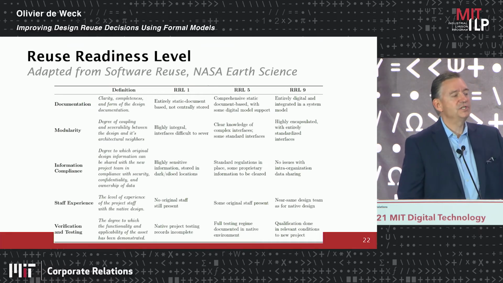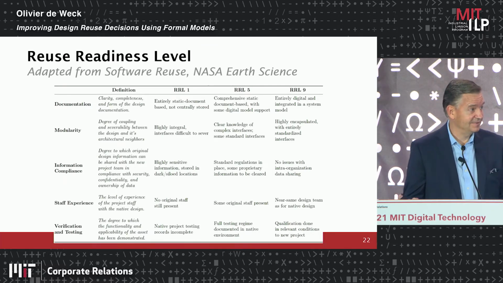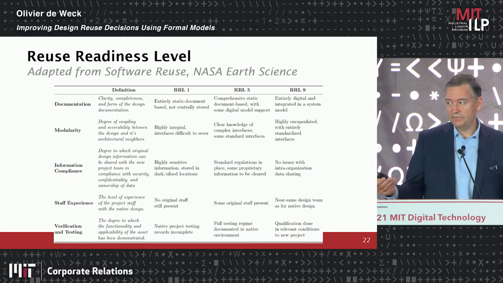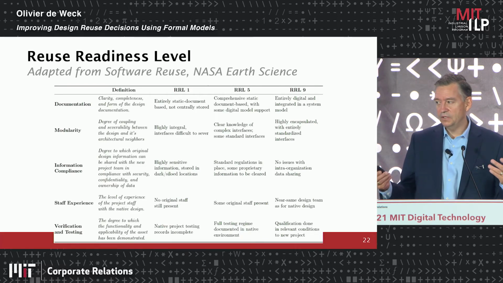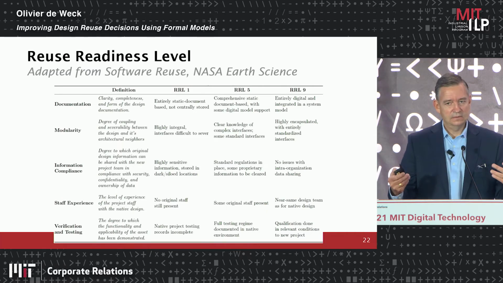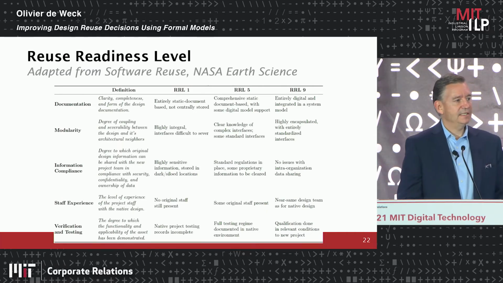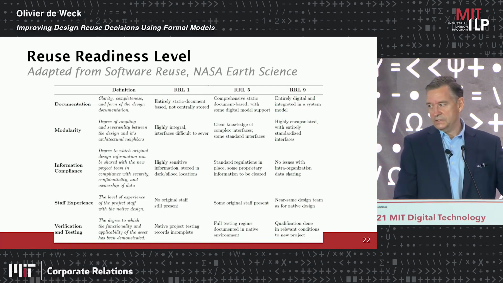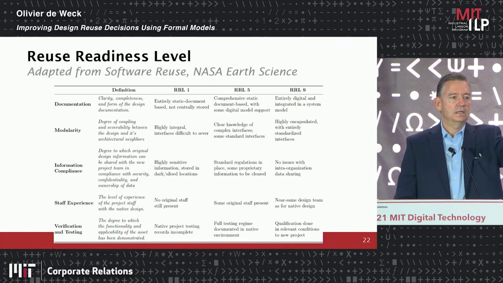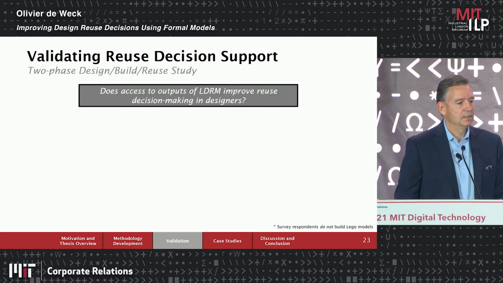How many of the original staff that were involved in the original design are still around? That's a big question. Right? So you could have great drawings and assets and software, but none of the original staff are still with you. That's a risk factor, right? And then verification and testing are the test reports, the analyses that were done during qualification of that piece. Are they still available or not? So you can map it against this reuse readiness level scale.